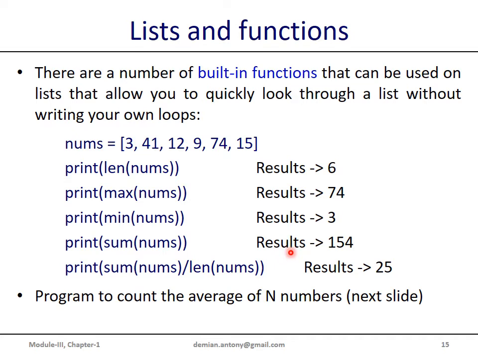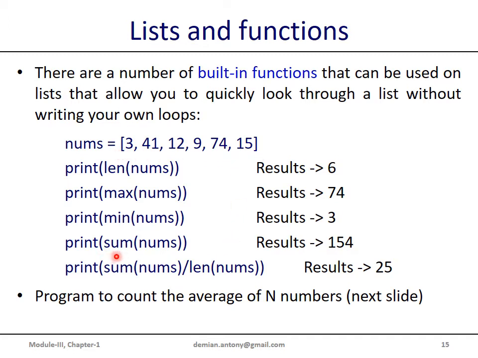Lists and functions. There are a number of built-in functions that can be used with lists. Here we have a small set of functions. The first is length, which gives the number of elements present in the list. That is 6 in this case. We have 6 elements in the list called nums. And the max function returns the maximum element in terms of magnitude that is present in the list, here it is 74. The min function returns the minimum element in the list.